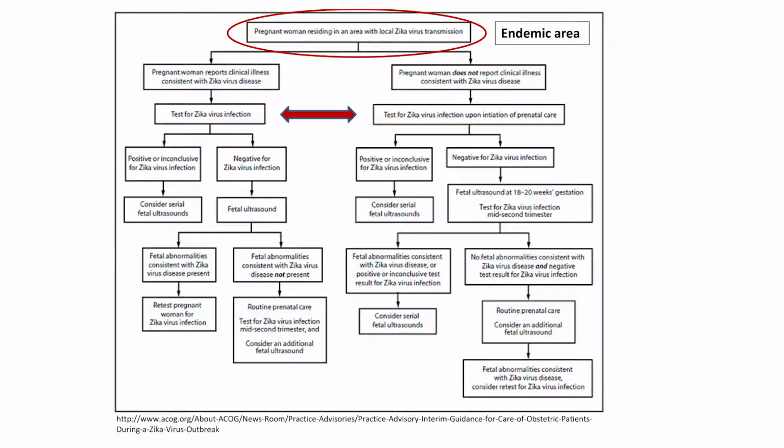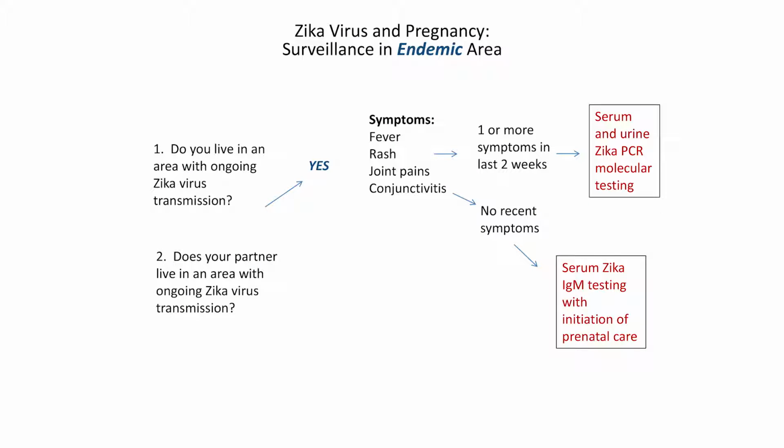You still have to screen for symptoms, because the difference is, if they have symptoms, you're going to do the PCR testing, the right testing for Zika RNA, versus if they have no symptoms, you're going to do the antibody testing. And in an area where Zika virus is active, everybody who enters pregnancy needs a Zika antibody test. That's the recommendation.